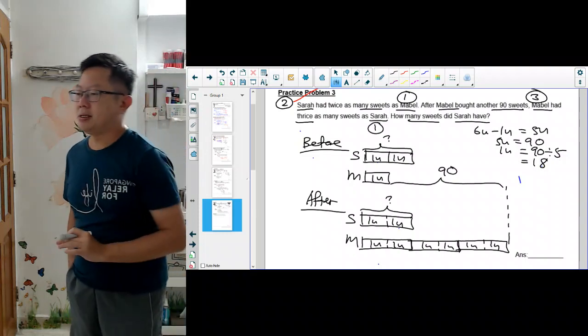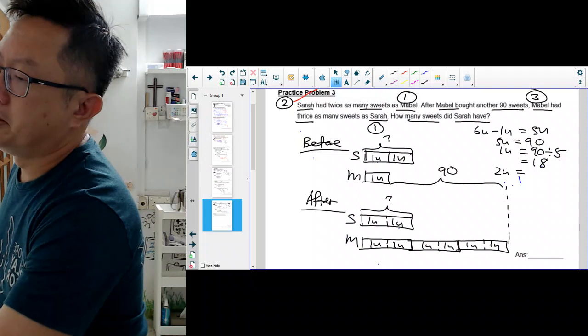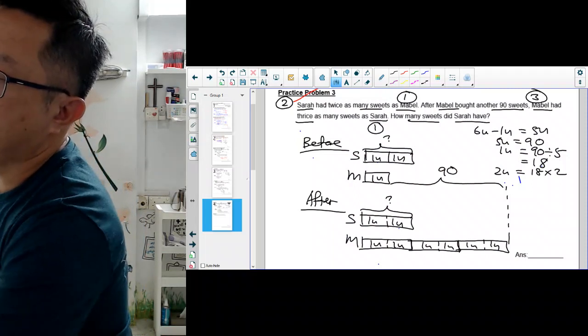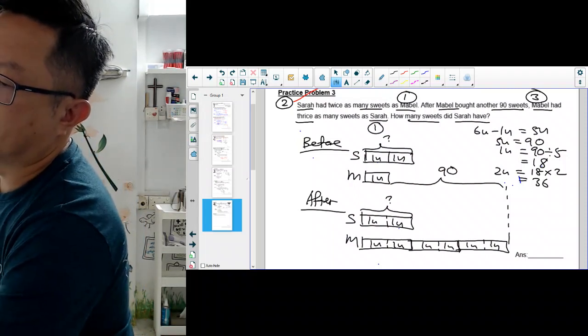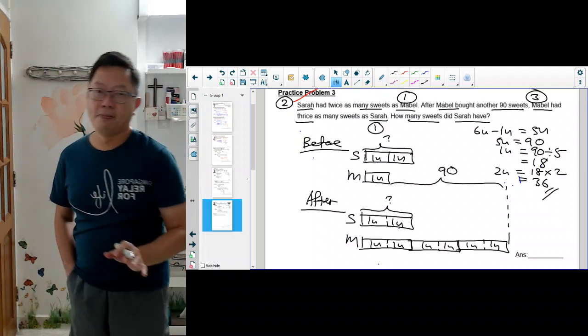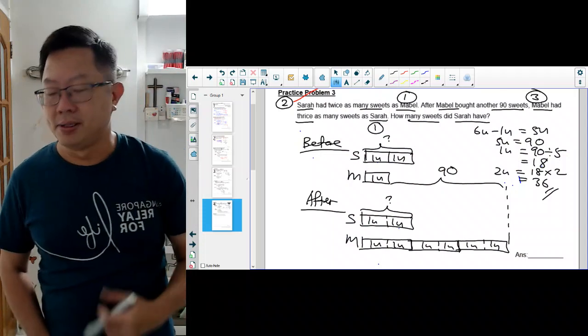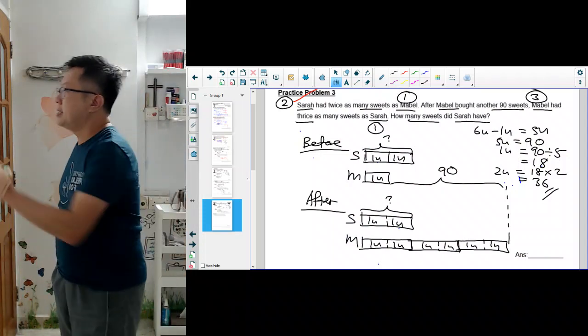So how many sweets did Sarah have? Sarah has 2 units. So 2 units will be equal to 18 times 2 and that will be equal to 36. So Sarah has 36 sweets, right? Before and after, which is unchanged. Alright, so that's your before and after model. So it's not that very hard to draw. Okay, let's look at the last question.